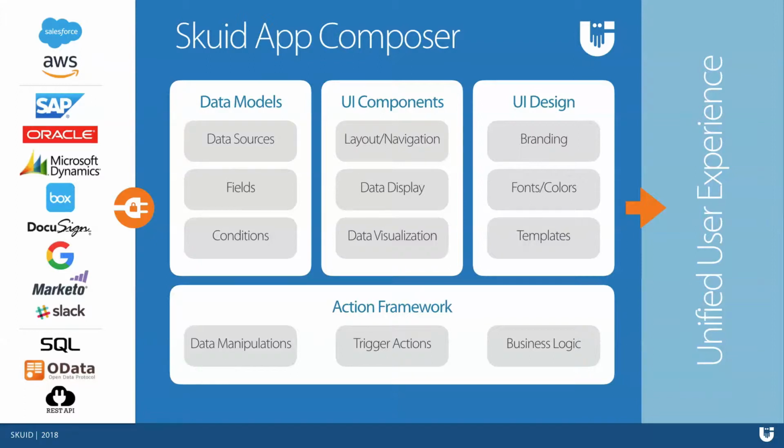To visualize your data models, you'll use Skuid's library of UI components. And the overall application's UI style and design is managed centrally through the Design System Studio. Our action framework overlays all of the above and allows you to declaratively build interactions into the page, rather than having a static view of content.